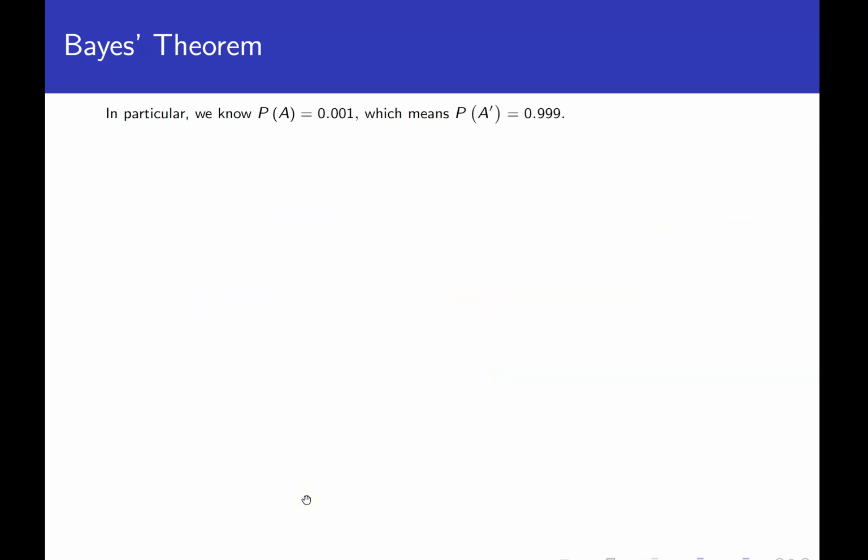So let's just write down what we're given. We know that the probability that you actually have the condition is 0.001, which means that the probability that you don't have the condition is 0.999.